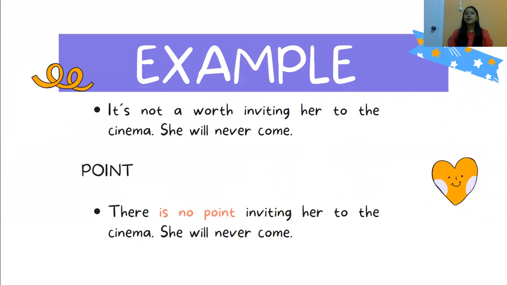For example, it is not worth inviting her to the cinema. She will never come. The keyword here is point. They're inviting her to the cinema. She will never come. The answer is: there is no point in inviting her to the cinema. She will never come. There is no other way to use the word point. There is only one possible answer. Thank you.